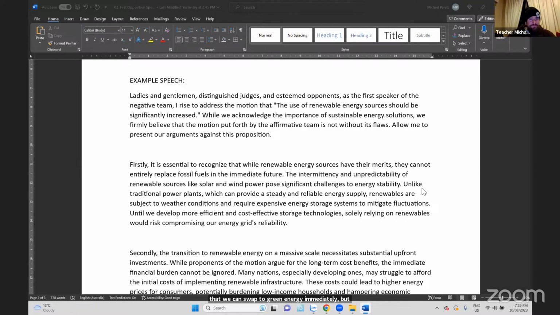deal with. Unlike traditional power plants, which can provide a steady and reliable energy supply, renewables are subject to weather conditions and require expensive energy storage systems to mitigate fluctuations. So we're immediately saying there's going to be a lot of problems, and it's going to be very expensive to fix those problems if we jump to green energy too quickly.